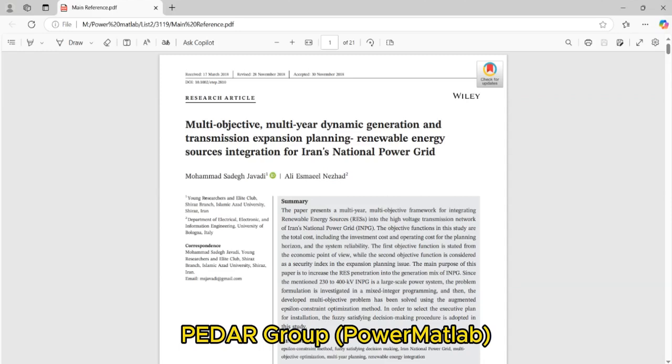Actually, we will talk about where is the best place, where is the best capacity for each type of generation expansion planning and transmission expansion planning. Before I talk about the simulation of this issue, I would like to talk about the mathematical problem formulation which is discussed in this paper.